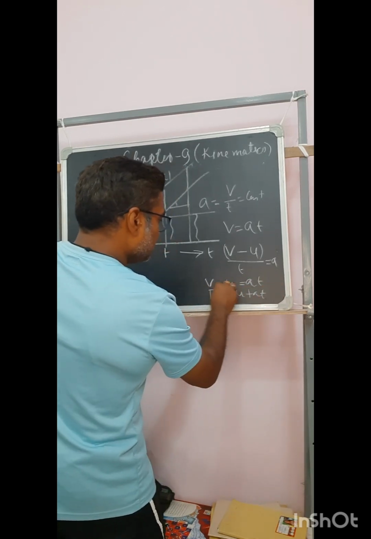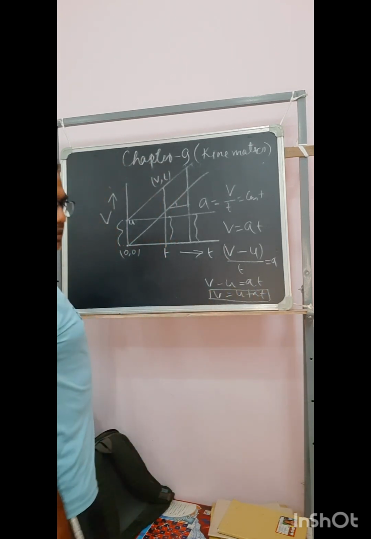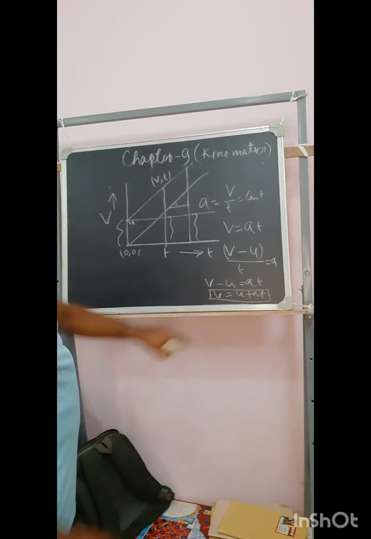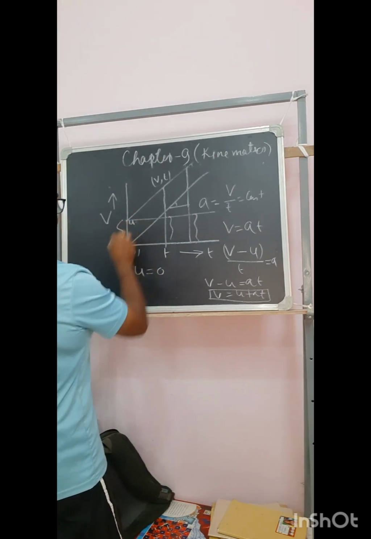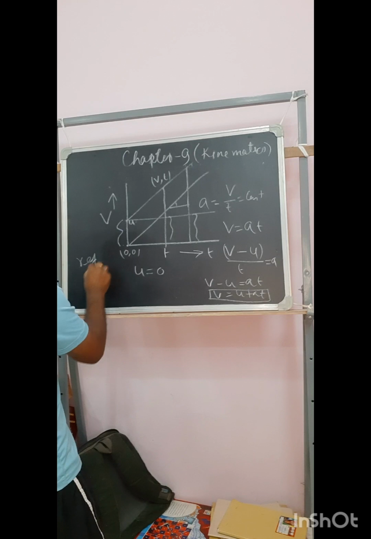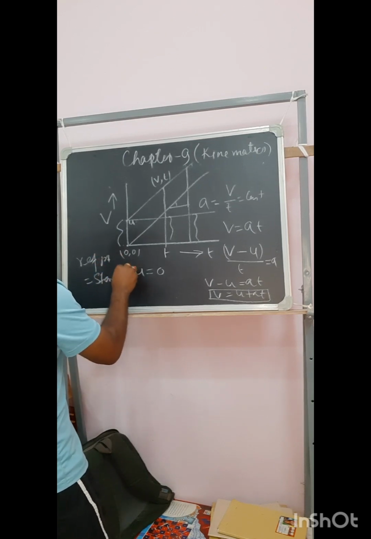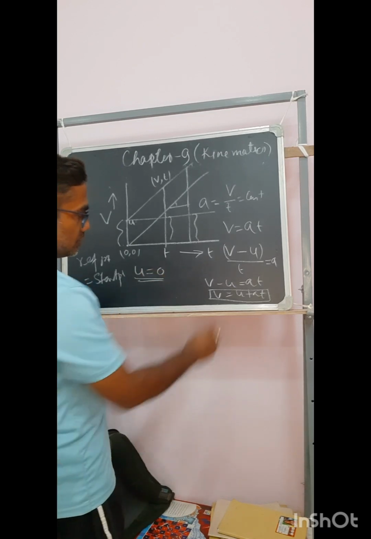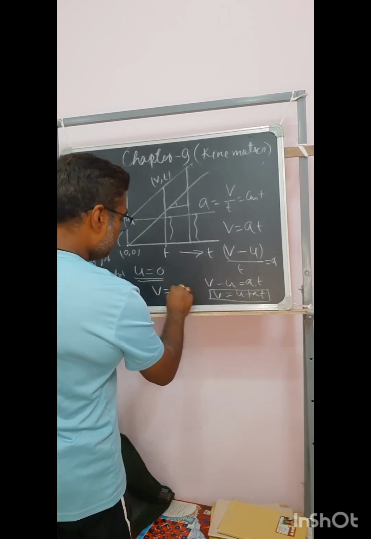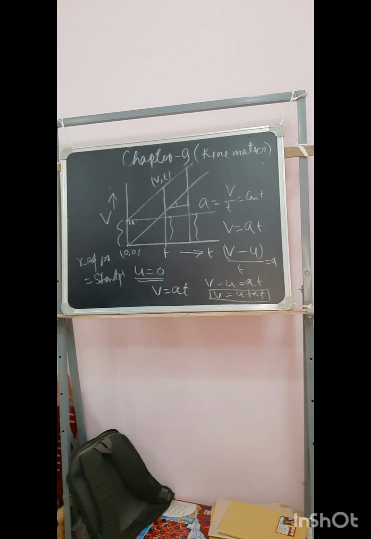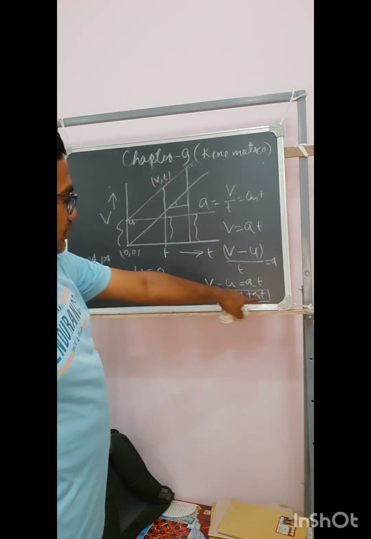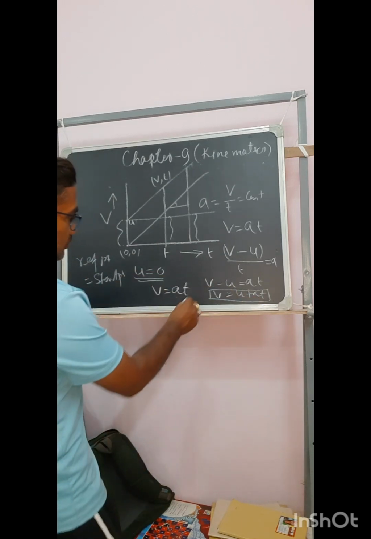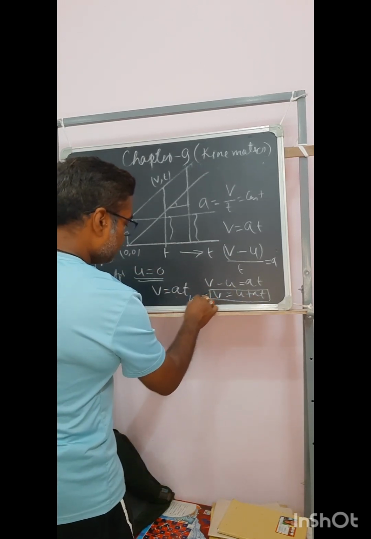So this is the universal acceptance of v. The condition is that if u is equal to 0, that means if the reference point and the start point are the same, then u must be equal to 0. So putting u equal to 0, v will become at only. And if u is not equal to 0, then it has to be like that only. So this is called the first equation of motion.